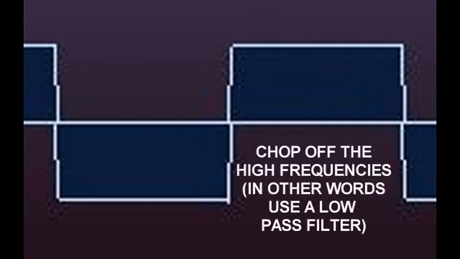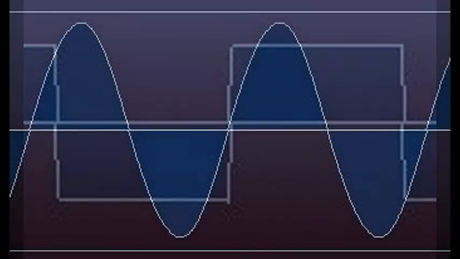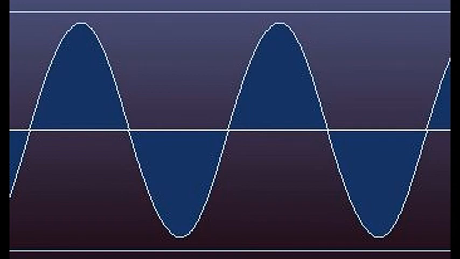If you had a 100 cycle per second square wave audio signal, and you ran it through a really steep EQ filter, and you chopped off everything, say, above 200 cycles per second, it would end up looking like this, which is pretty much a sine wave, or at least it's close enough.